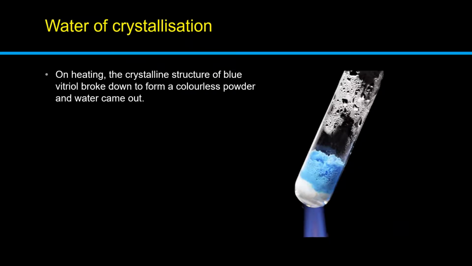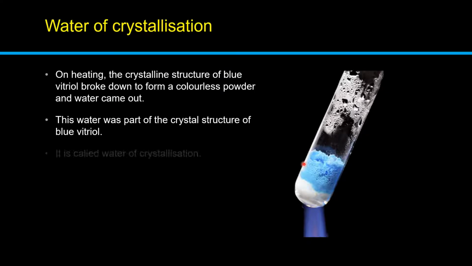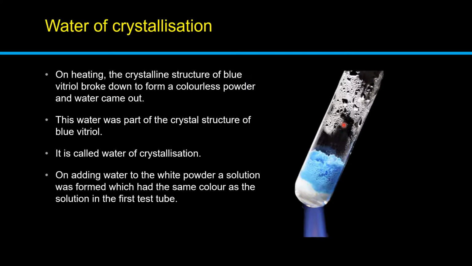On heating, the crystalline structure of blue vitriol breaks down and a colorless powder is formed and water comes out. This water was a part of the crystal structure of blue vitriol. This is called water of crystallization. On adding water to the white powder, a solution was formed which has the same color as the solution in the first tube, that is blue color.